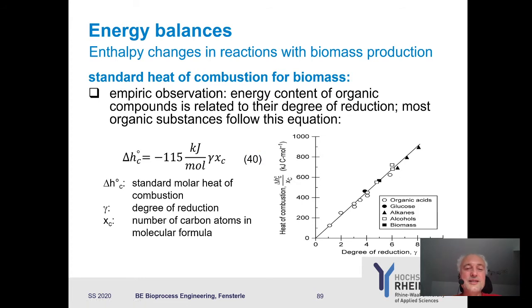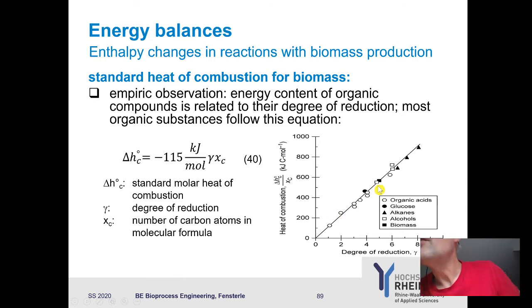There is an empiric observation that the energy content of organic compounds is directly related to the degree of reduction. Most organic substances follow this equation. So you see that if we plot the degree of reduction over the standard heat of combustion, we get a straight line, and we have lined up all our compounds there.